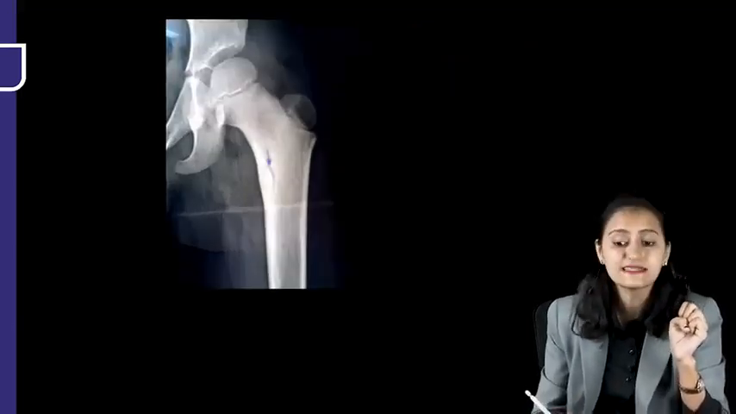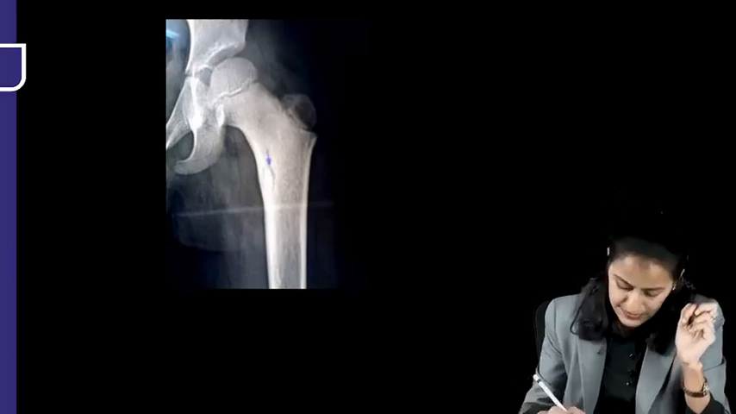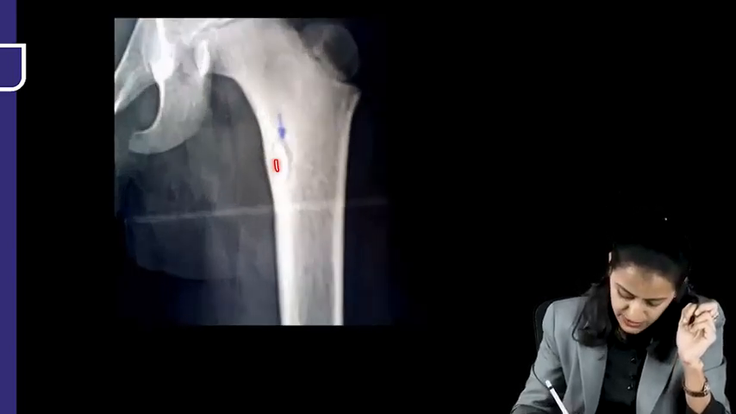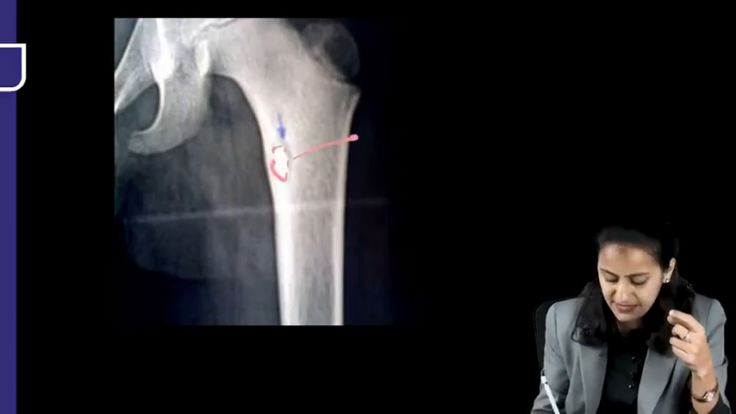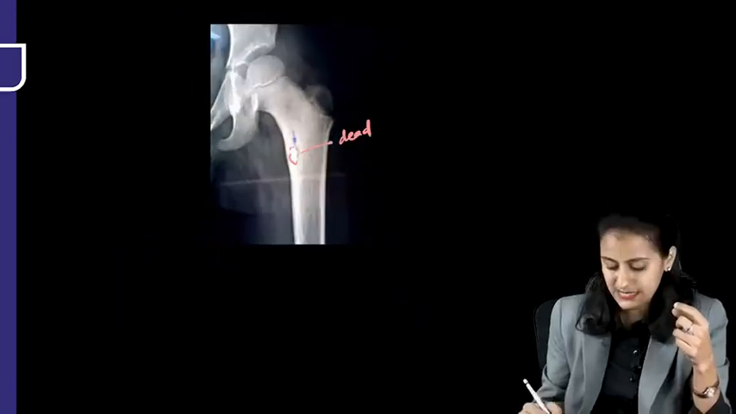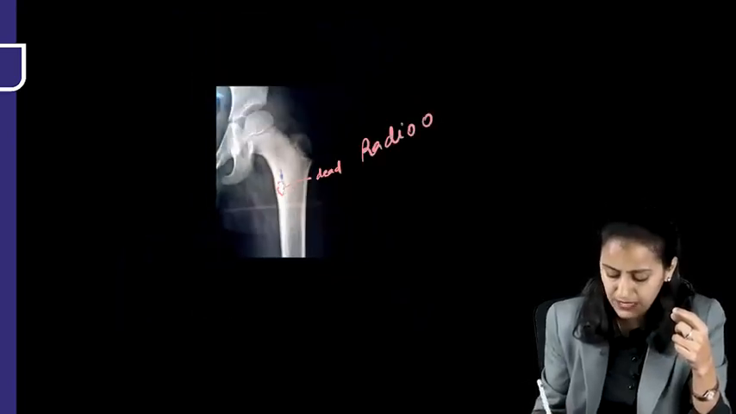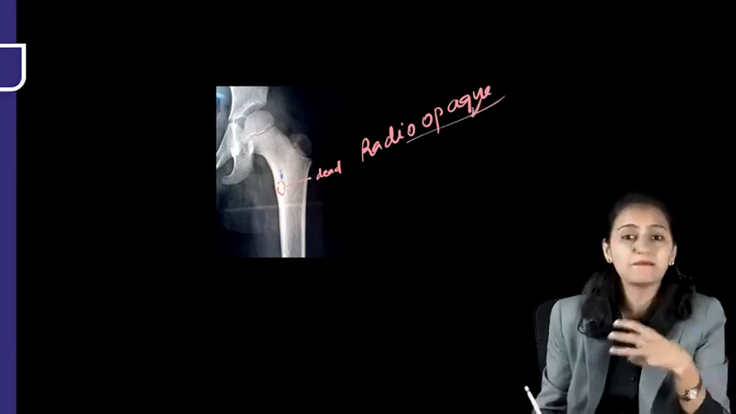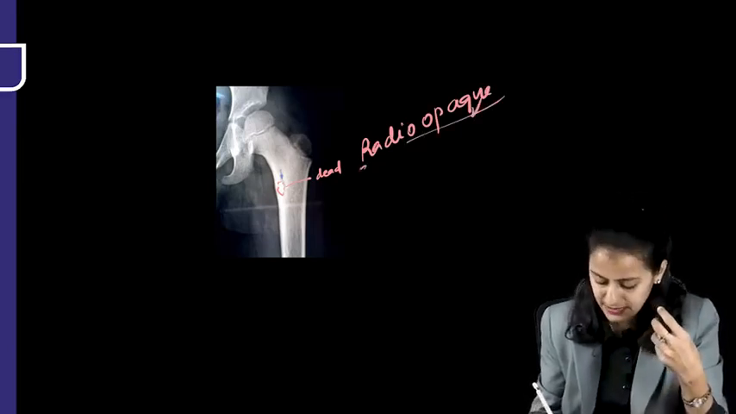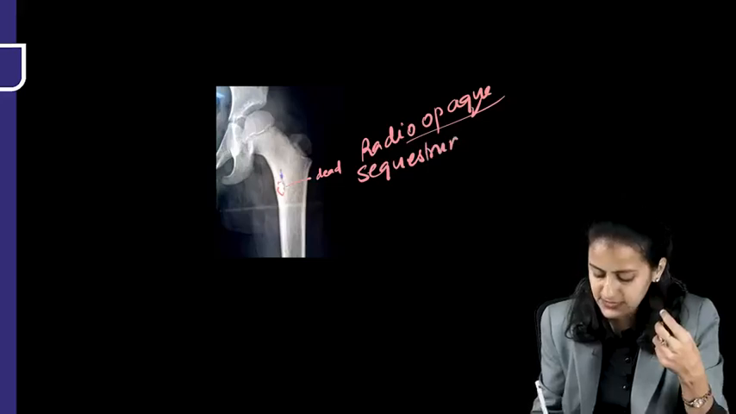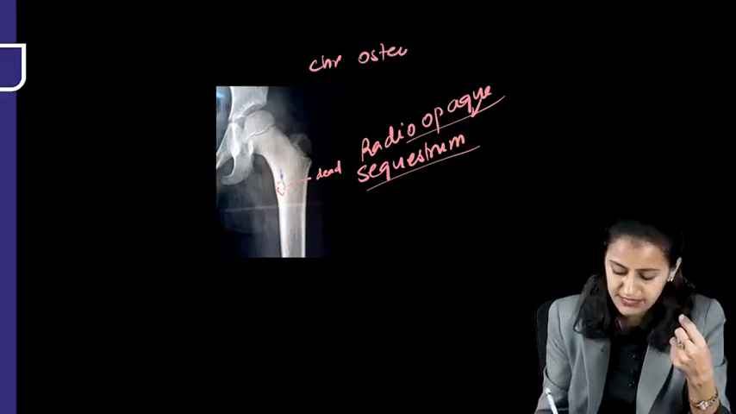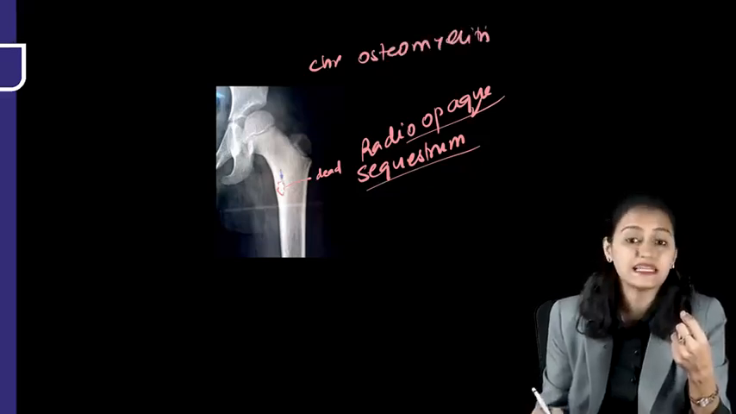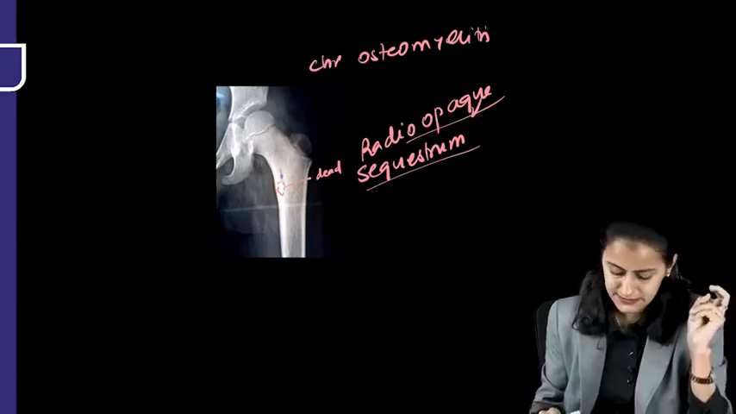What are we seeing here? What is the labeled thing here? Is it the sequestrum? Is it the involucrum? So here in the femur, the part which is inside, the very white, dense part, that is the dead bone. Remember, the dead bone is radio-opaque because there is no resorption happening, there is no blood supply. The dead bone is called the sequestrum. These are the findings in chronic osteomyelitis. So this is the sequestrum, the dead bone in chronic osteomyelitis.